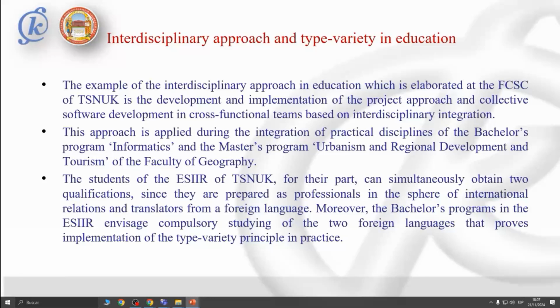Also, they are very diversified because they receive 2 diplomas when they finish their studies. They can be both international political scientists and translators from the language they chose. So the diversity is also here. It's in general. Thank you so much.